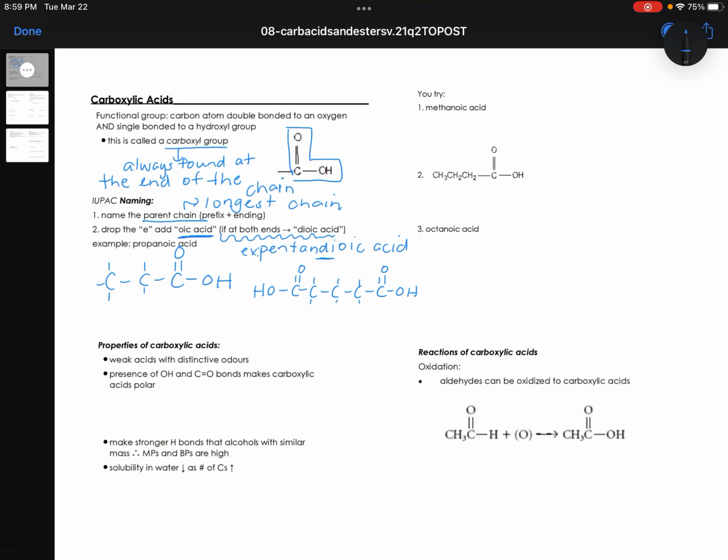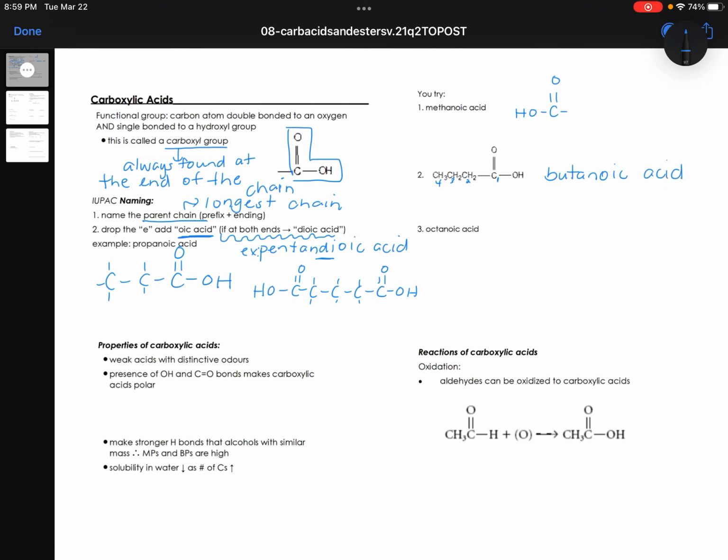All right, so the you try ones there, methanoic acid is only 1 carbon. You can draw the carboxyl group on the right or on the left. That doesn't matter. I'll draw that one on the left. Number 2 is condensed. So again, you can use the condensed form. Don't forget to count this carbon. So 1, 2, 3, 4. So this is butanoic acid.